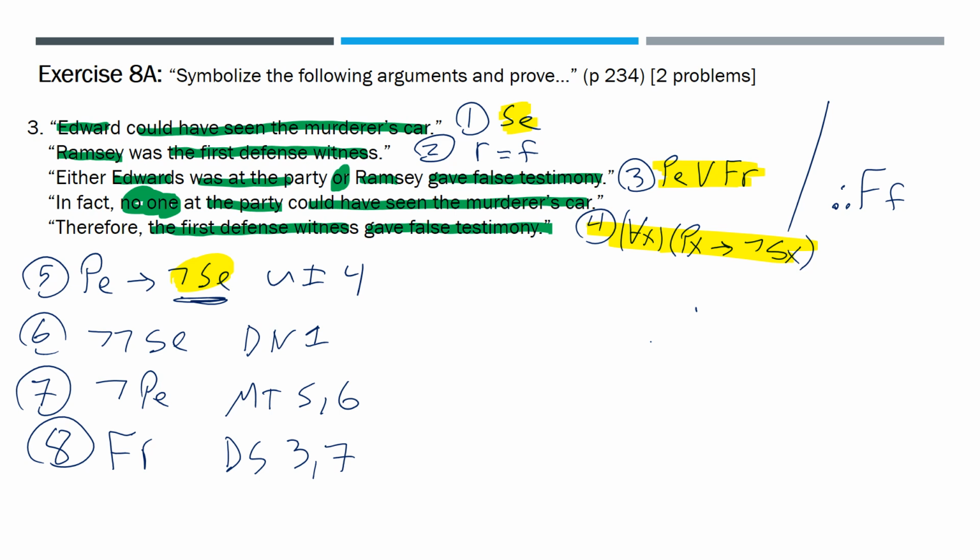However, we know that Ramsey is identical to the first defense witness according to line 2. So for 9, we can therefore conclude that FF by identity with lines 2 and 8. So therefore, the first defense witness gave false testimony.